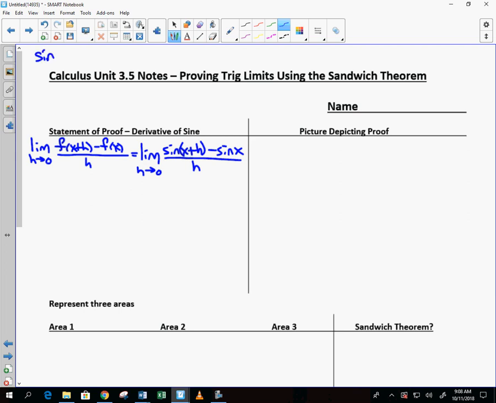Remember, the sine of a plus or minus b was equal to the sine of a times the cosine of b plus or minus the sine of b times the cosine of a. Remember that from chapter 7 last year, right?